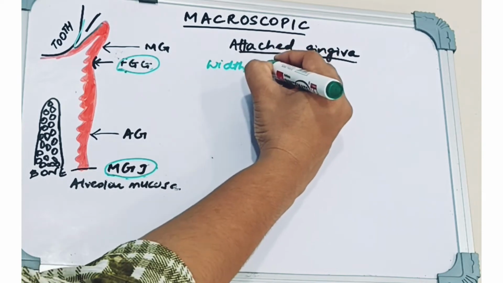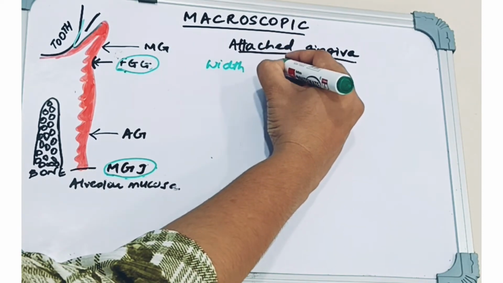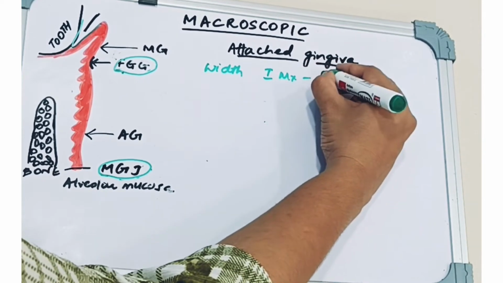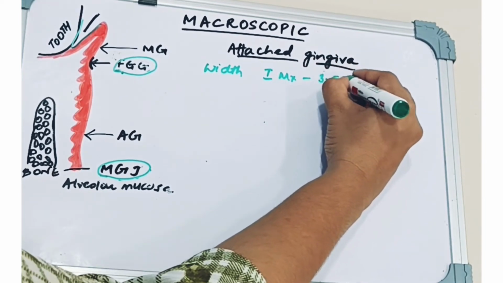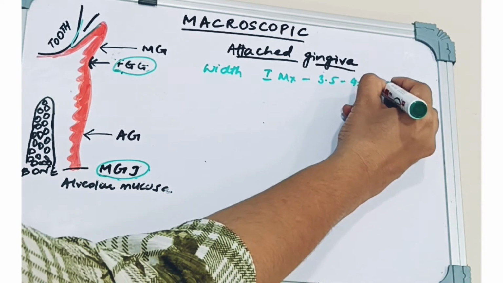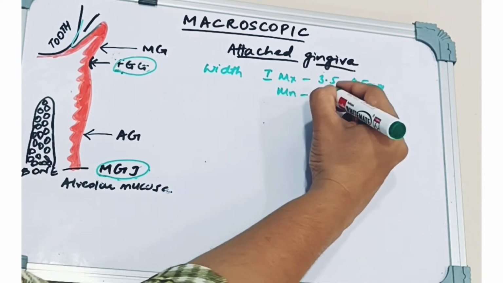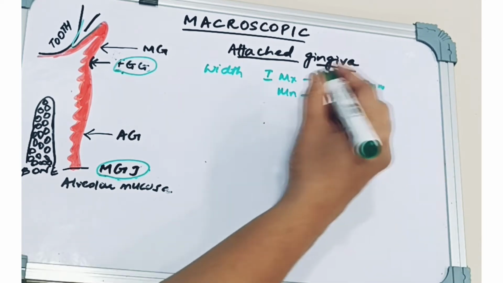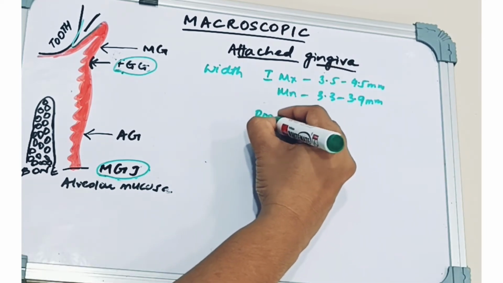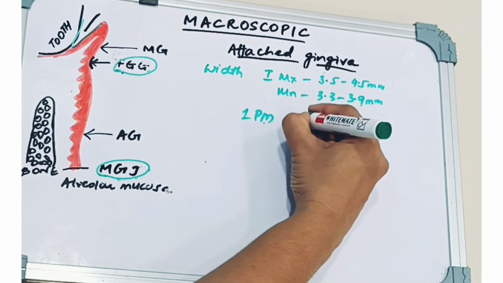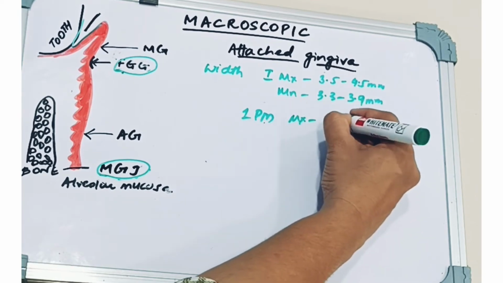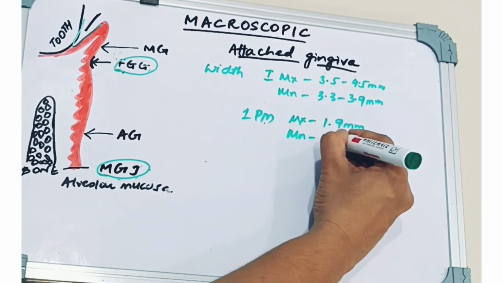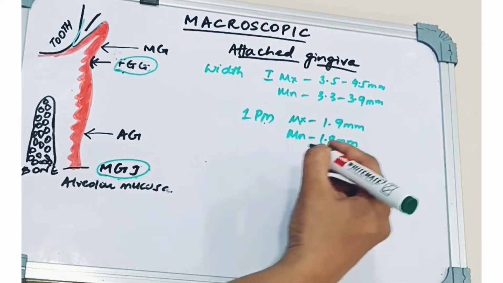Now, this width is maximum in the incisor area. So, in case of maxillary incisors, it is 3.5 to 4.5 mm. In case of mandibular incisors, it is 3.3 to 3.9 mm. It is the least in the first premolar area. So, in maxillary first premolar, it is 1.9 mm. In mandibular first premolar area, it is 1.8 mm.